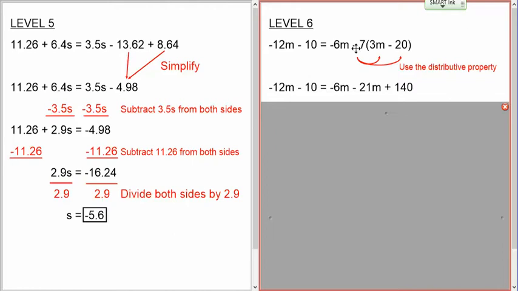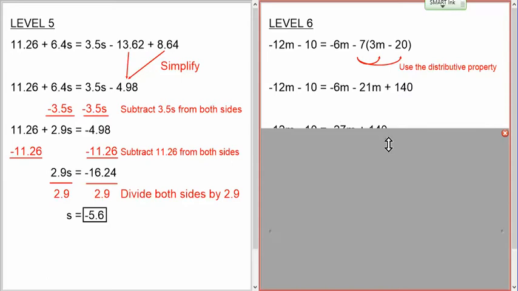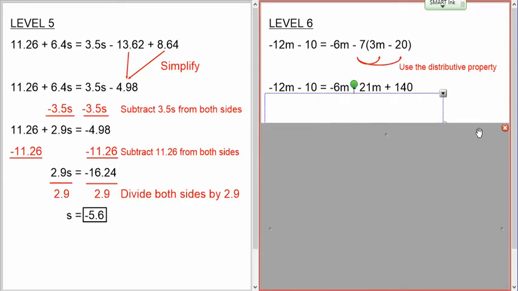So when I do the distributive property, negative 7 times 3m is negative 21m. And negative 7 times negative 20 is positive 140. Okay, now I haven't even started doing stuff to both sides yet, and I'm not going to do that yet because the next thing I need to do is some simplifying.